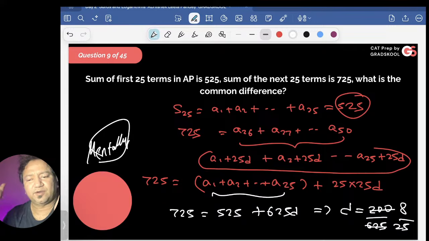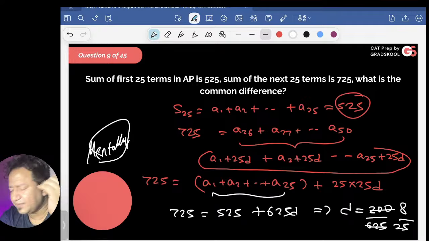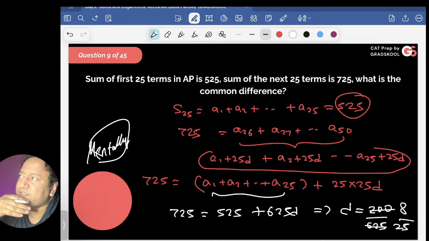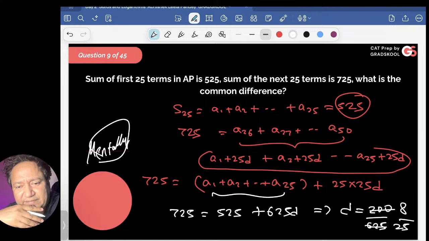कि देखो कैसे सोचेंगे कि यार पहले 25 का जो कुछ भी है अगले 25 में 200 बढ़ जा रहा है. ऐसा क्या हुआ अगले 25 में 200 क्यों बढ़ रहा है? अगले 25 टर्म्स जो हैं वो पिछले 25 टर्म से 25 डी तो ज्यादा है ना? अगर कॉमन डिफरेंस डी है तो 25 डी ज्यादा होगा. तो 25 डी 25 बार मन में सोच लो. 625 डी का डिफरेंस जो है 200 के बराबर है, तो डी इज 8/25. This is how you can solve it mentally as well within a few seconds.